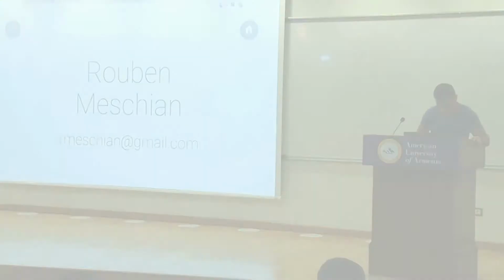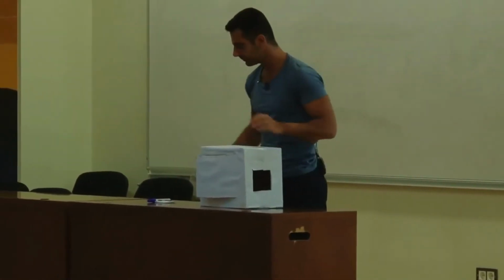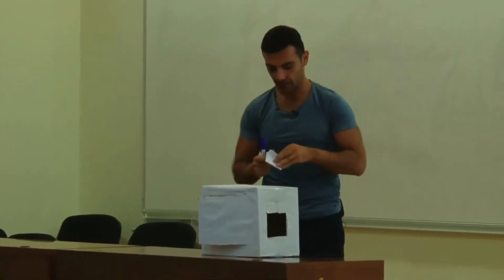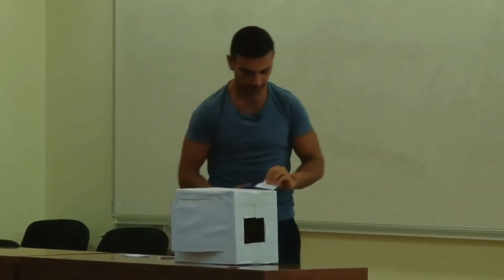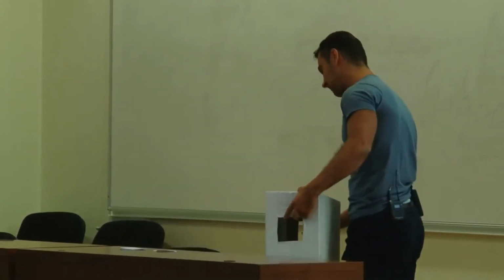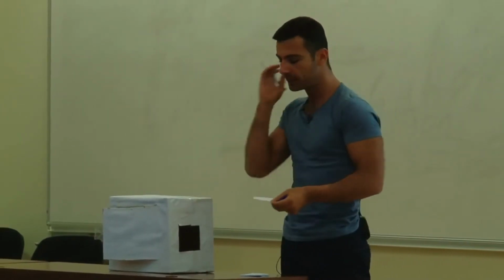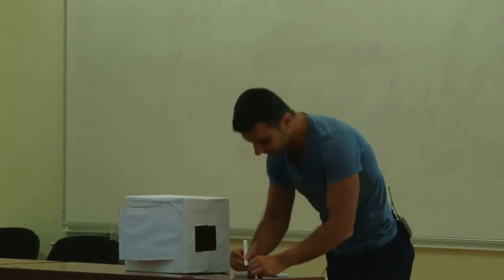Okay, next one. We have a box. It has a hole on both sides, but it's a magic box. Okay. All right, it's a magic box. And from this side, I can give it some information. Some data, if you will, some values. So let me give it a 4, right? And a 5.